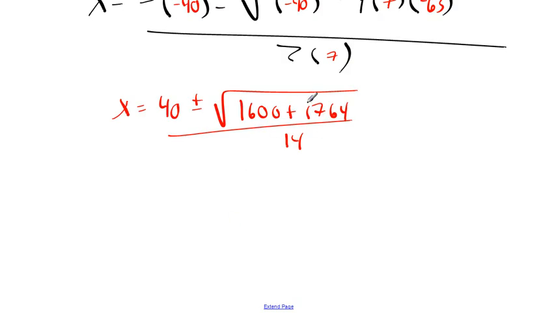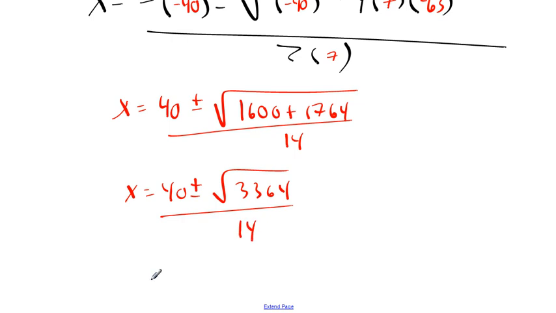Okay, I'm hoping this is going to come out to be a nice number there. Let's see. So x equals 40 plus or minus. Add these guys all up, and we get 3364 all over 14. So let's see. 40 plus or minus the square root of 3364 gives us 58 over 14. Cool beans.